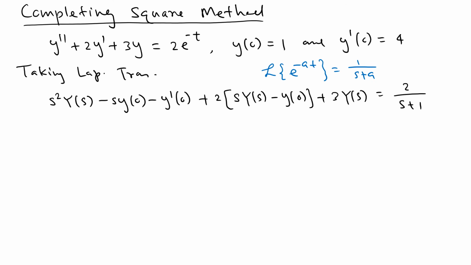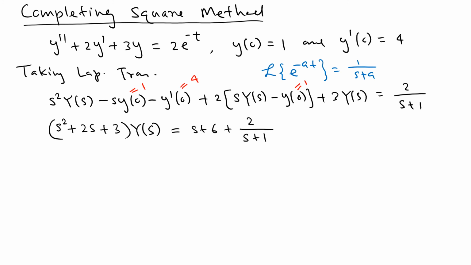Now what we can do is substitute the values, y(0) equal 1, and y prime(0) equal 4. Once you plug that in, you're going to isolate the Y(s) term. So you have s squared plus 2s plus 3 times Y(s) equal, if you bring the other terms over, s plus 6, and then we have 2 over s plus 1.